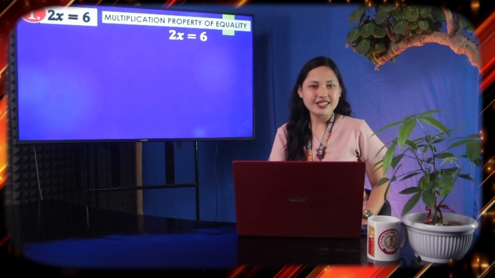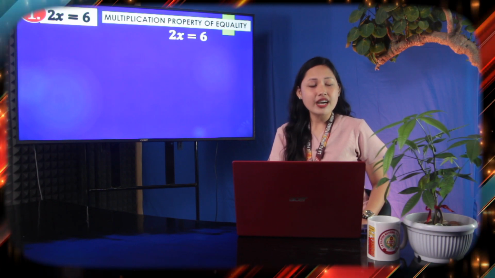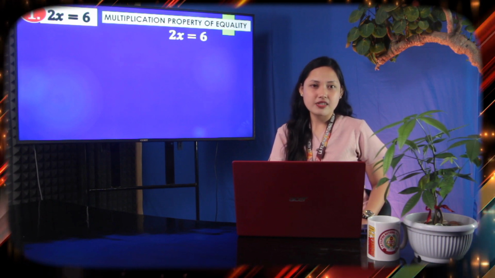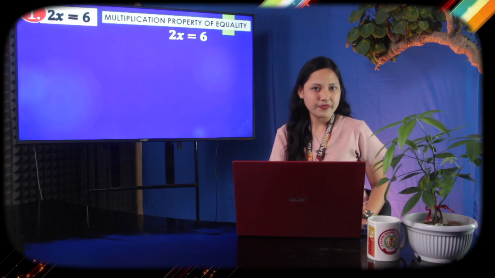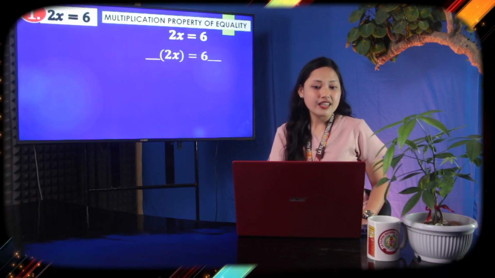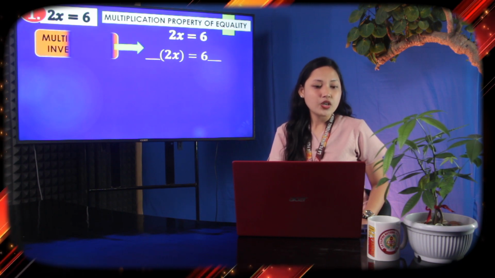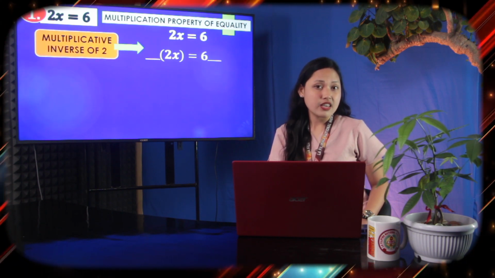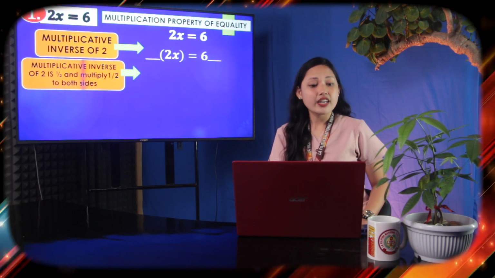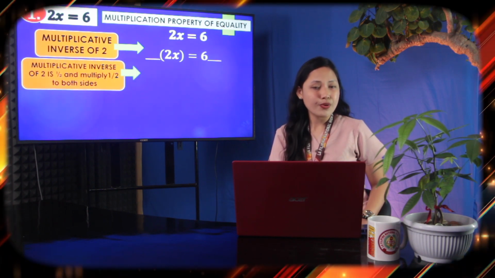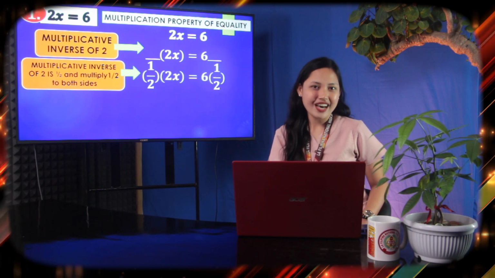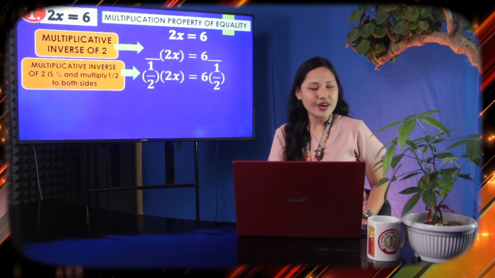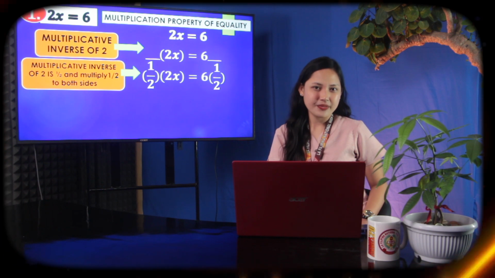So we have 2x equals 6. To find the value of x, we have to eliminate the coefficient of x, which is 2. To eliminate the coefficient, we have to find its multiplicative inverse, and the multiplicative inverse of 2 is 1/2. Then, multiply 1/2 to both sides. So we have 1/2 times 2x equals 6 times 1/2.